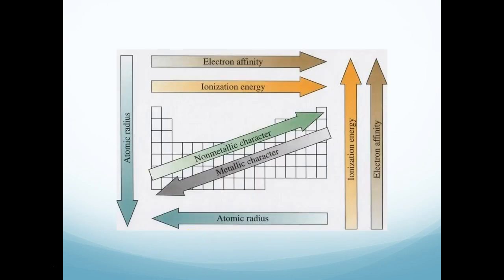So this is just a summary of all of the different trends that we have. So what I would do is relate them to one another. How does atomic radius relate to ionization energy? How does ionization energy relate to metallic character? And then how do electron affinity and ionization energy differ?